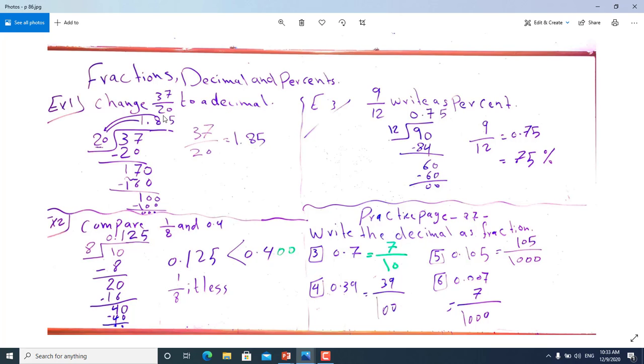Change 37 over 20 to a decimal. 37 over 20 is another way of saying divide. You can say 37 divided by 20. So the numerator will be divided by the denominator. 37 divided by 20 is 1. 1 times 20 is 20. We subtract: 7 minus 0 is 7, and 3 minus 2 is 1. We get 17. This 17 is the remainder.